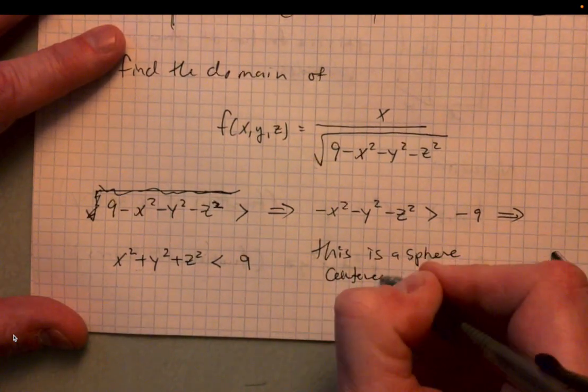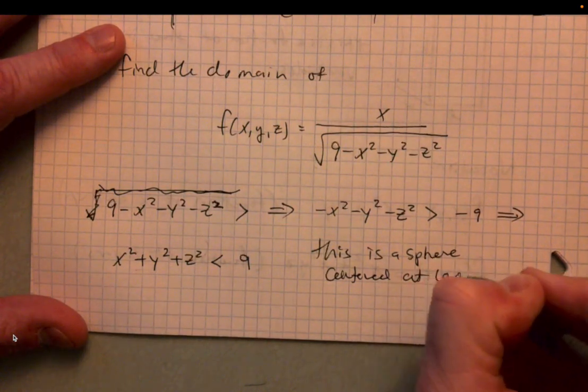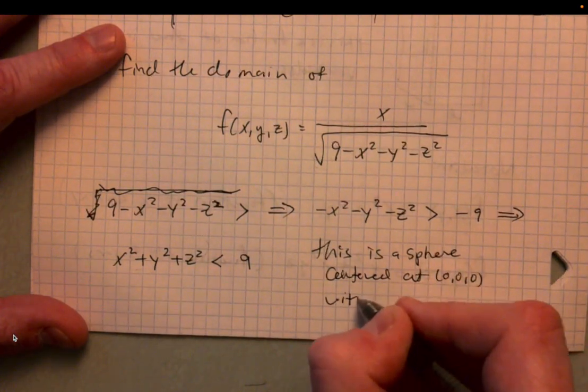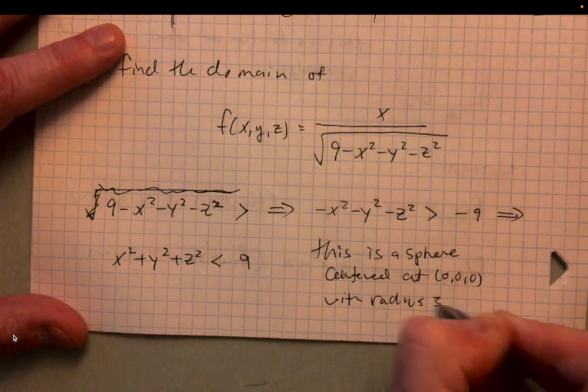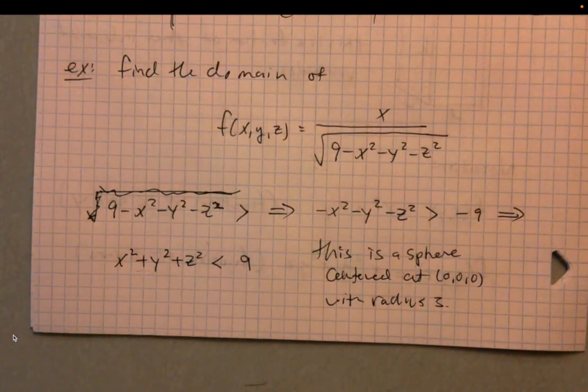centered at 0, 0, 0 with radius 3, right? So this is the same kind of idea. In this case, the domain of f is going to be the set of triples x, y, z that lie inside a sphere of radius 3. Okay, so it's kind of the reverse of the previous example and also bumped up into the third dimension as well. But that's the idea here, right?